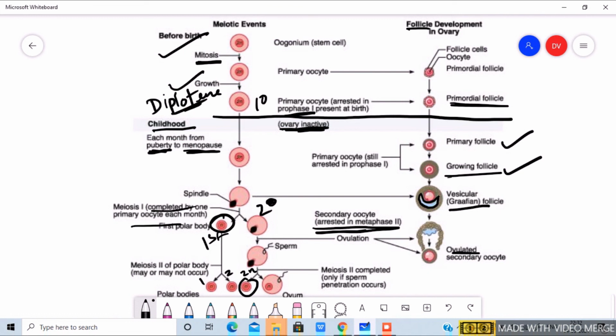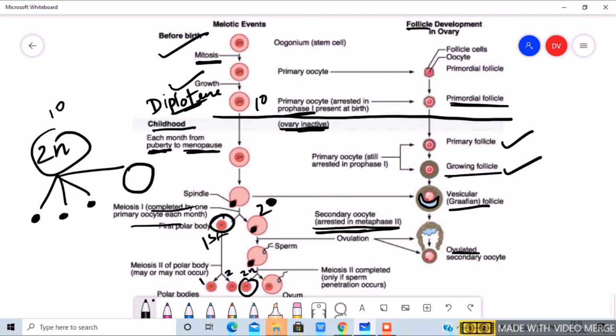So finally, at the end of oogenesis, it starts with a diploid primary oocyte and it ends with 4 cells. What are they? 3 polar bodies and 1 ovum. All these 3 will disintegrate or degenerate by phagocytosis by WBCs. Only the ovum will be there. And when should you use the word ovum? Only after fertilization. Till then it is just a secondary oocyte.